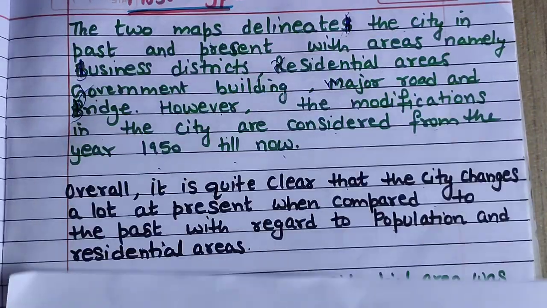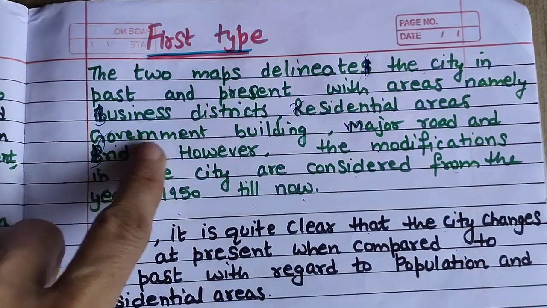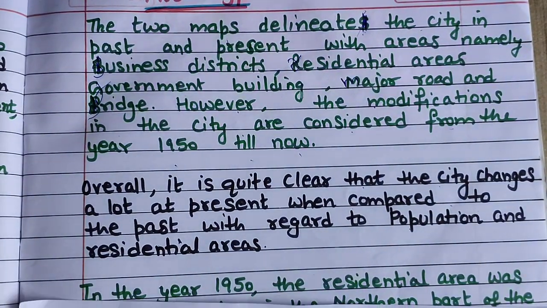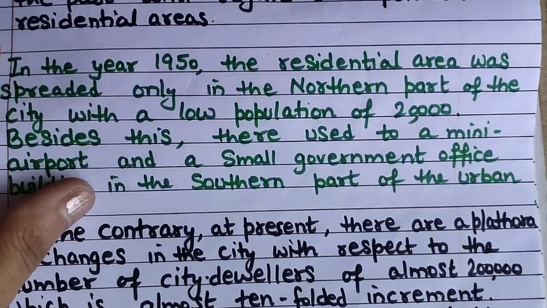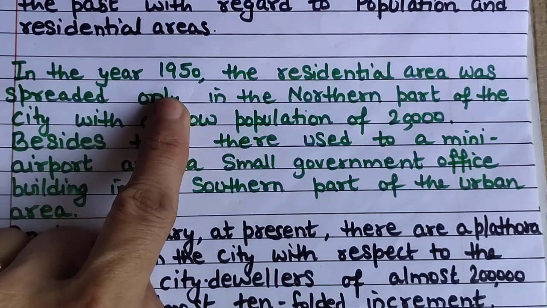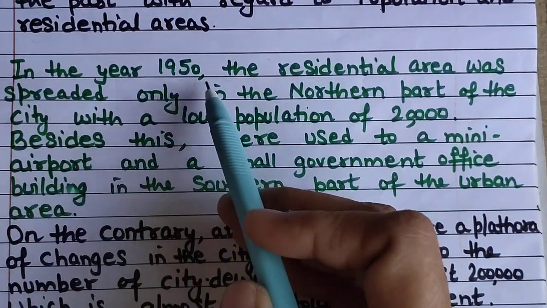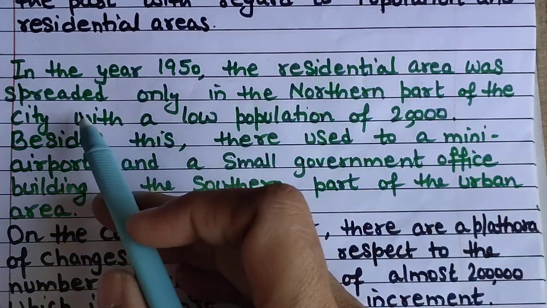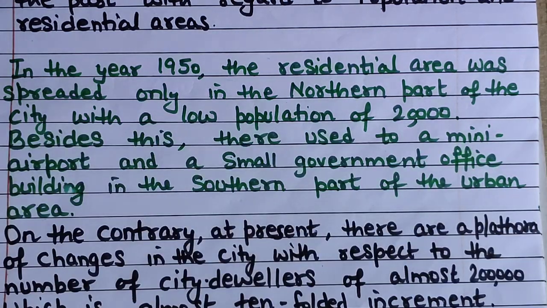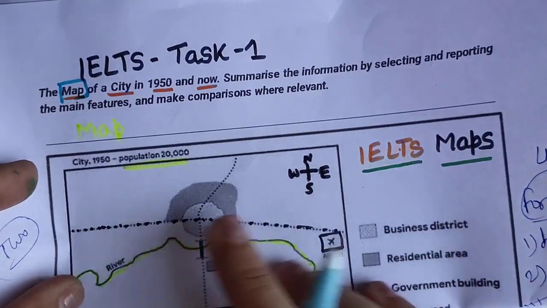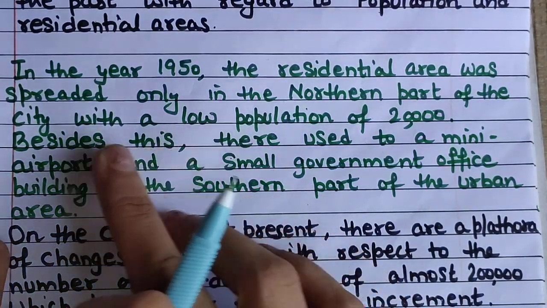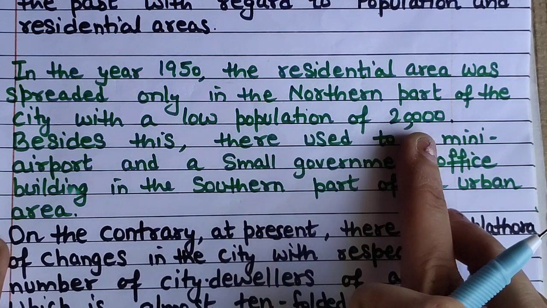Now coming to the first type of method that I am discussing first. So the introduction and overall will be the same, only the paragraph difference will be there. Now you can see this green one is my body paragraph 3, meaning the first map, the 1950 map, how I have explained it. You can see in the year 1950 the residential area was spread only in the northern part of the city map. You can see this, the residential area was in the northern part of the city. Okay, and you can name the road also, with a low population of 20,000.